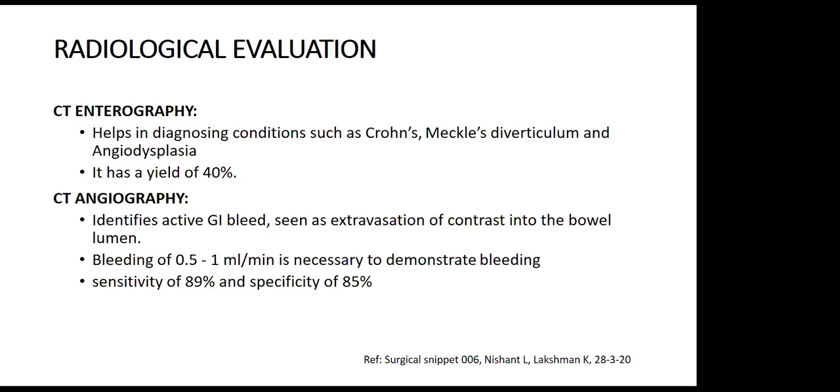Regarding CT angiography, it helps in identifying active GI bleeds, seen as extravasation of the contrast into the bowel lumen. It helps to demonstrate bleeding at a rate of around 0.5 to 1 ml per minute, and thus it has high sensitivity and high specificity.